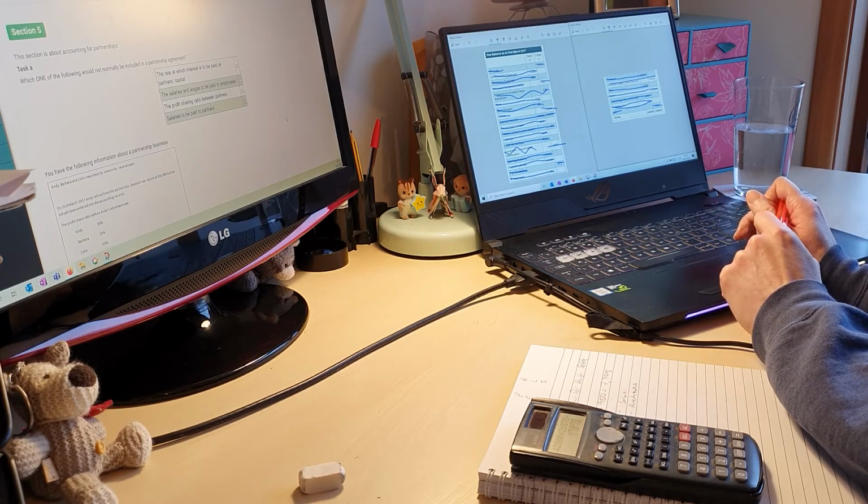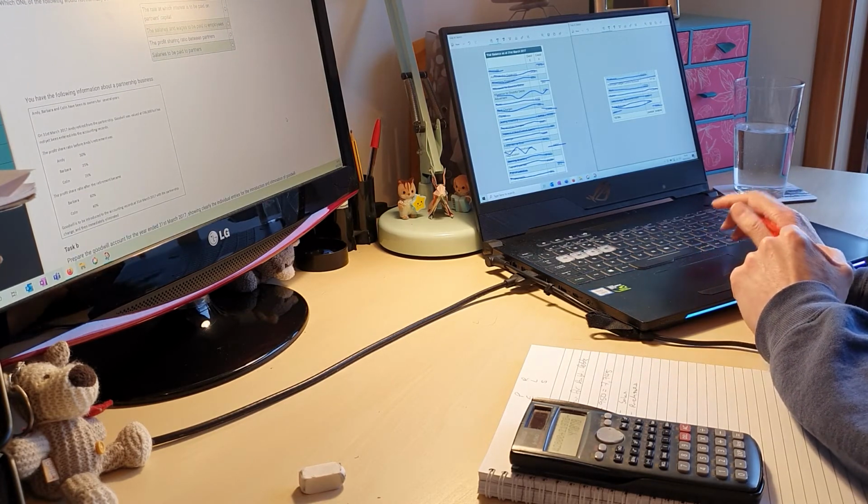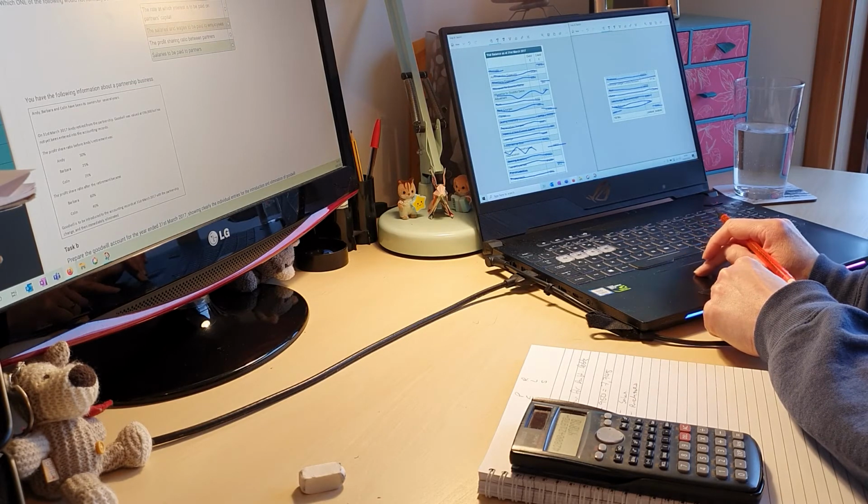This section is about accounting for partnerships. Task here, which one of the following would not normally be included in a partnership agreement? The rate at which interest is to be paid on, the salary which is to be paid to employees.